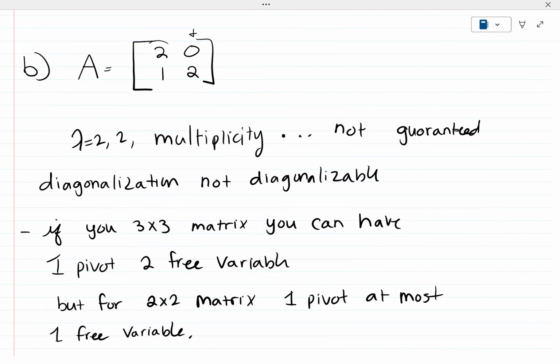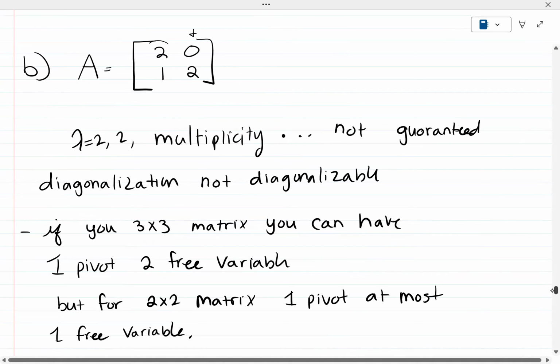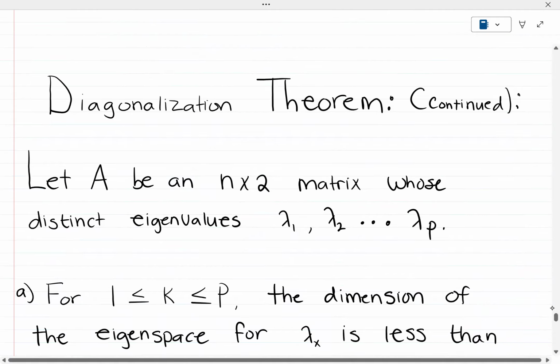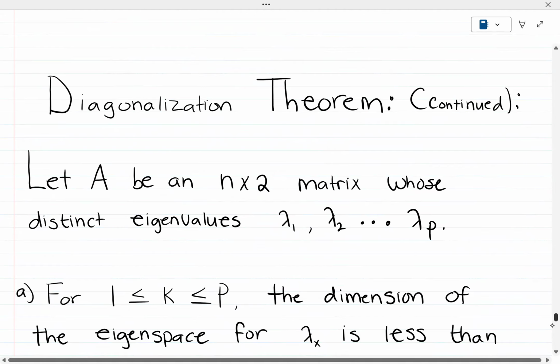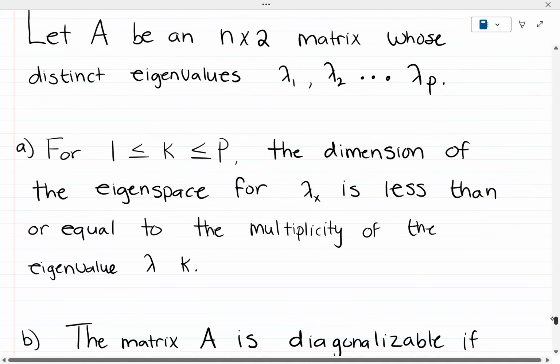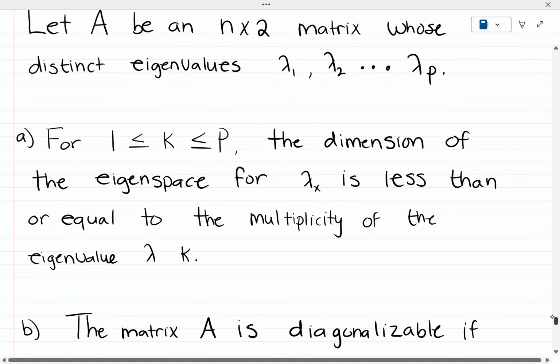Okay, and then the last thing we want to go over is the diagonalization theorem, a continuation. So diagonalization theorem continued. Let A be an n by n matrix whose distinct eigenvalues are lambda 1, lambda 2, up to lambda p. The first part says for k between 1 and p, the dimension of the eigenspace for lambda k is less than or equal to the multiplicity of lambda k.